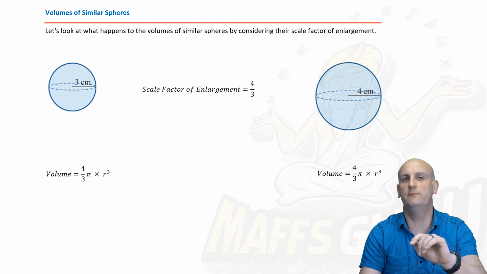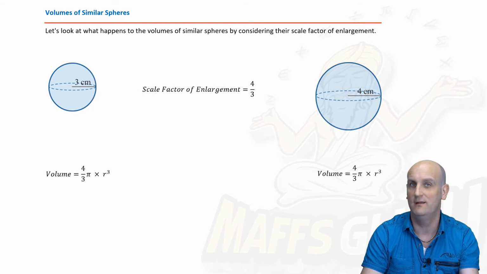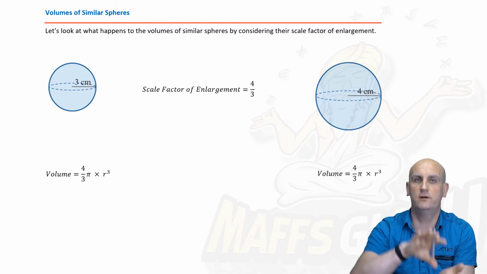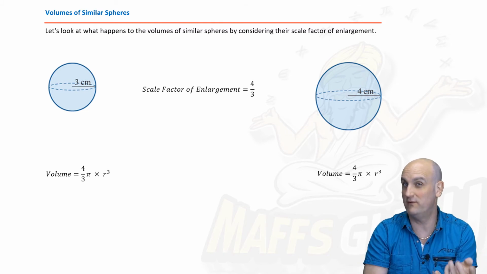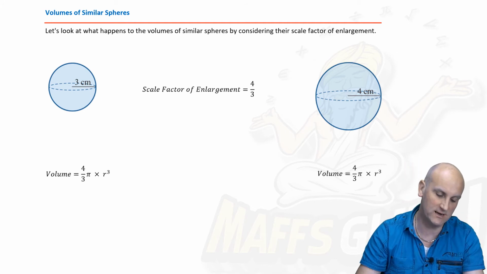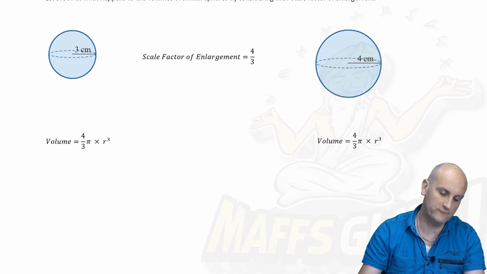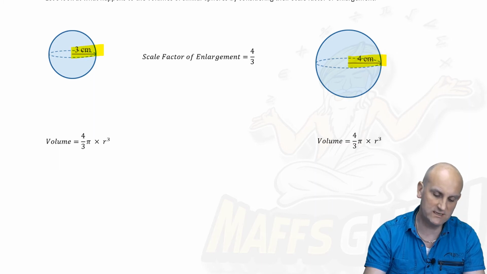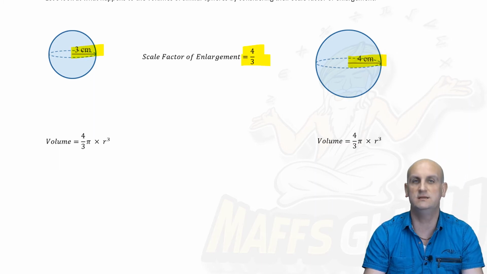What about volumes? Now think about volumes. Can we jump ahead to the idea? Volumes, 3 dimensions. So it's growing in 3 different ways. What do you reckon my value of k is? Is it going to be squared, cubed, or...? Okay, we'll see what happens. All right, so the volume of... Once again, I have a sphere of radius 3 centimeters and 4 centimeters, and my scale factor enlargement is 4 on 3.